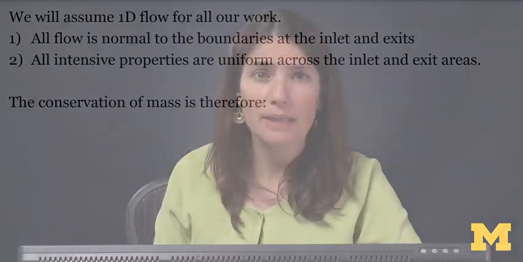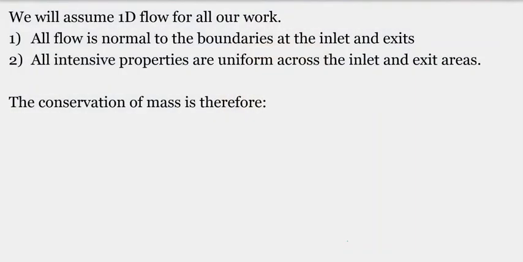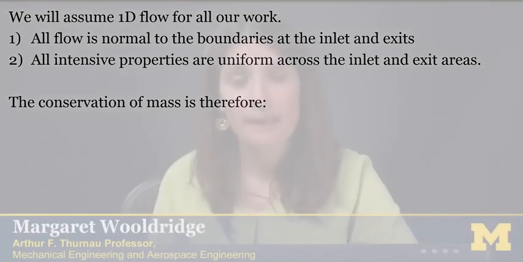Okay. So for the systems that we're going to consider in this class, we're going to consider only 1D flow. We're going to assume all flow is normal to the boundaries at the inlets and exits, and that all intensive properties are uniform across the inlet and exit areas. So you have to ask yourself when you do your analysis, if any of these approximations are invalid, you need to really back up and look at maybe a more complex way of interpreting the problem or interpreting the system.